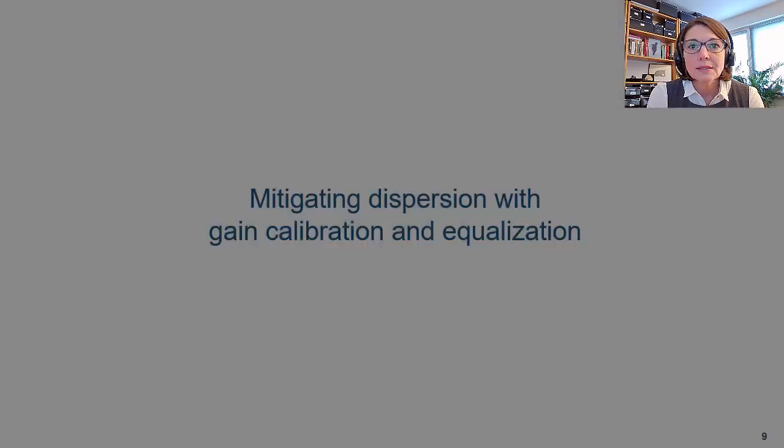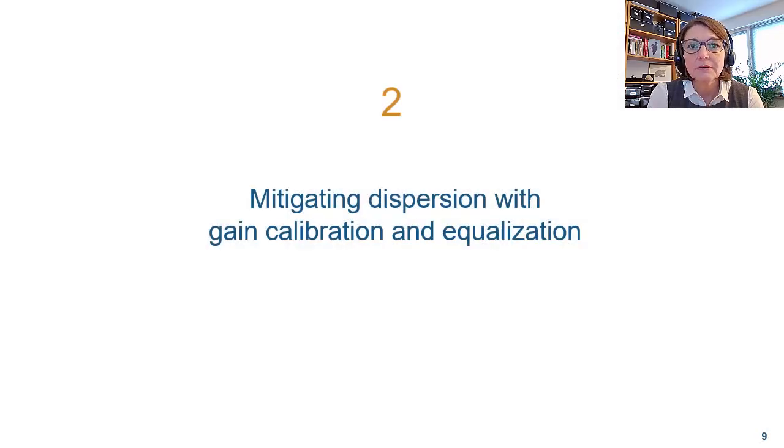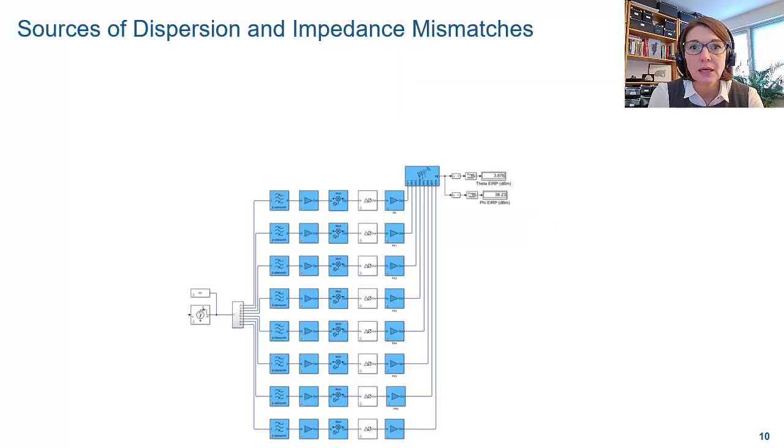Let's now look at the second class of impairments that affect millimeter wave systems, frequency dispersion, and see how we can mitigate dispersion with gain calibration and equalization algorithms. But before we start, let's understand what are the possible sources of dispersion and impedance mismatches. And we use our example, the 8-channel transmitter.